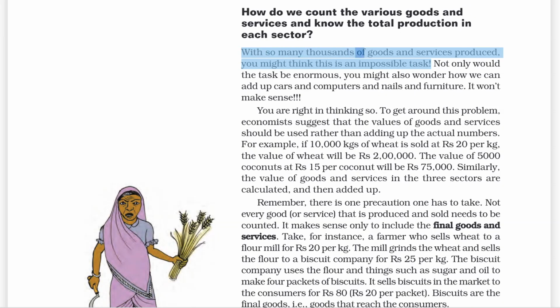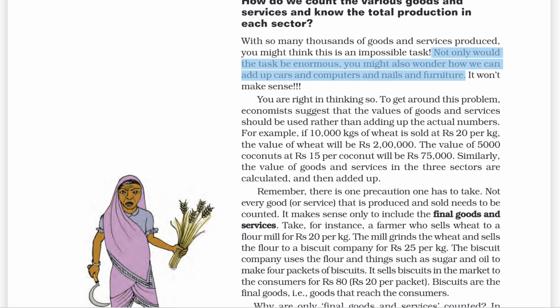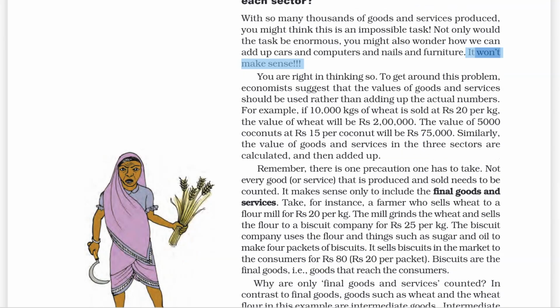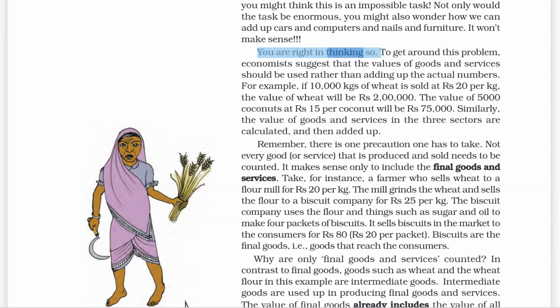How do we count the various goods and services and know the total production in each sector? With so many thousands of goods and services produced, you might think this is an impossible task. Not only would the task be enormous, you might also wonder how we can add up cars and computers and nails and furniture. It won't make sense. You are right in thinking so.